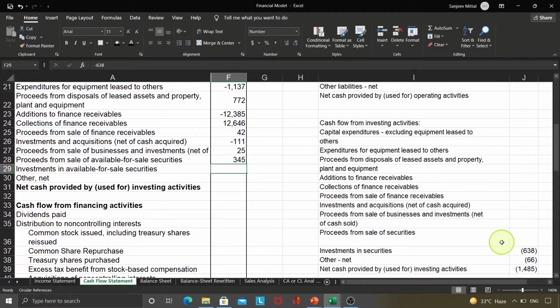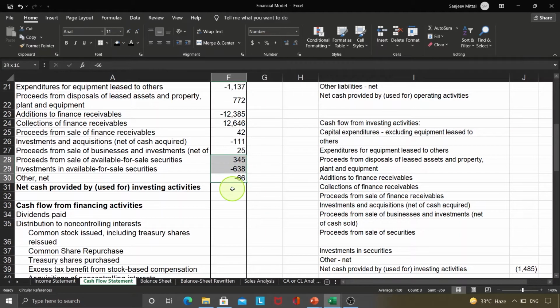And lastly, there is an investment in other securities, which is 638. If I delete this and show you, I have already provided investment in available-for-sale securities as 638. And lastly, there is an other section which is 66. So I delete this 66, and inside this other section of 66, you can simply use it.